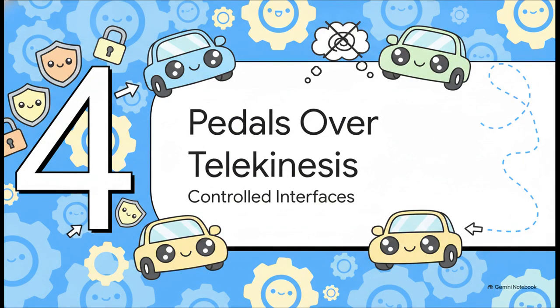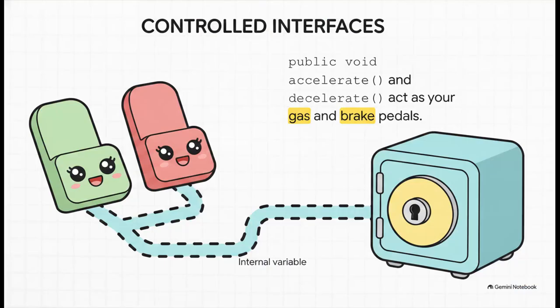Section 4, pedals over telekinesis, designing controlled interfaces. So how do we actually drive the car now without telekinesis? Well, we do it by providing controlled interfaces. The engineering team, that's you, provides public methods like accelerate and decelerate. These act as your gas and brake pedals. They're deliberately designed pathways that allow outside code to interact with that internal speed variable, but entirely on your terms.